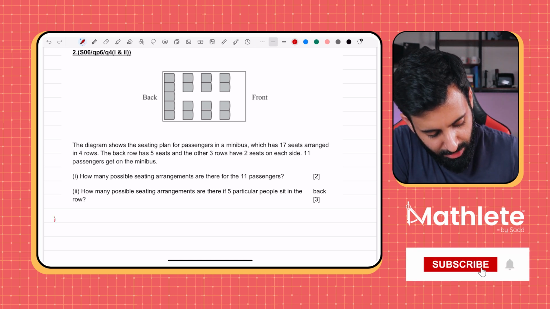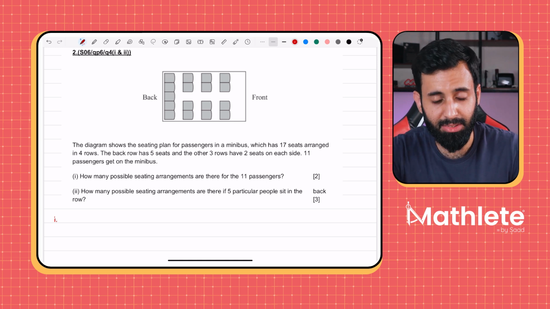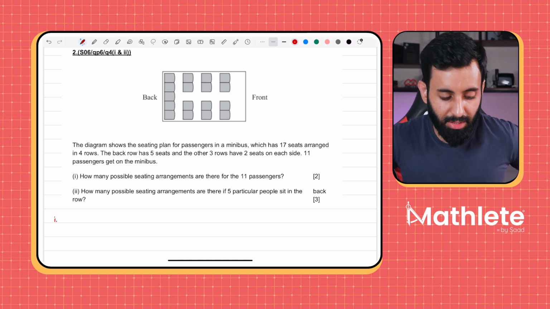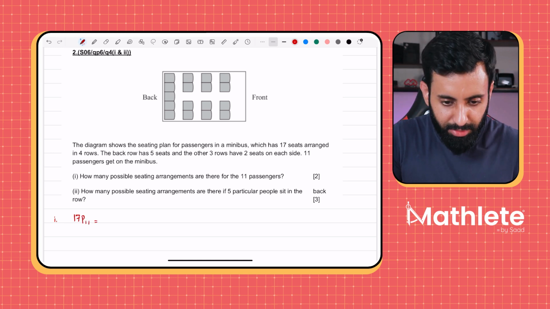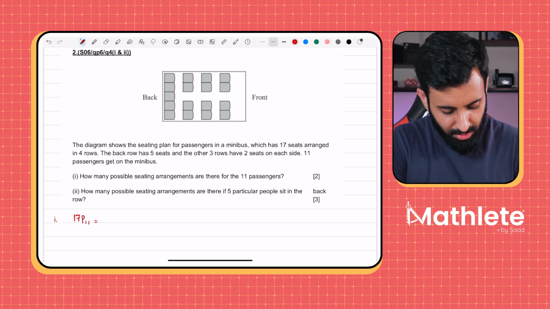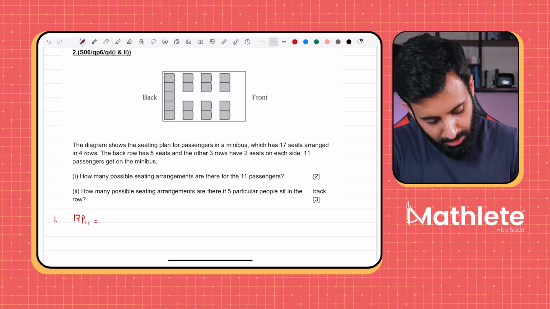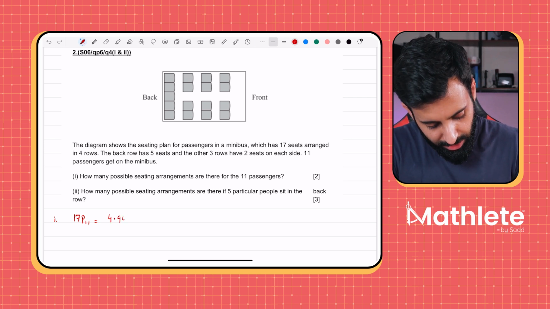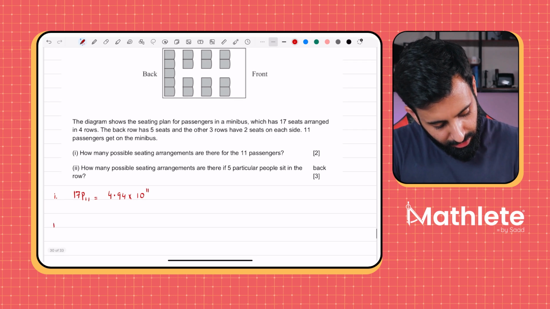So as far as the first part is concerned, we have 17 different seats and 11 different passengers. We want to find out how many ways we can arrange them. And that's pretty simple. That's just going to be 17P11. Let's see what that is. 17P11. Okay. This is an answer which is in standard form. So we'll write 4.94 times 10 to the power of 11. Okay. Now, let's talk about part 2.